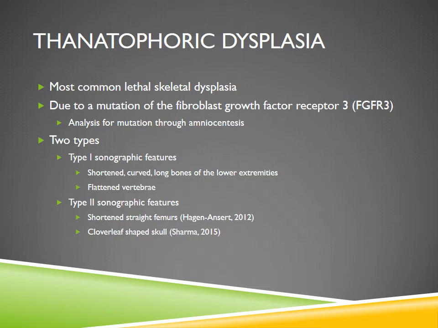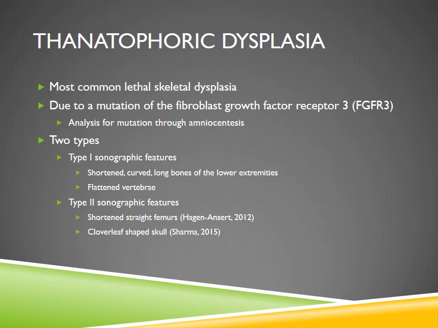The last ultrasound detectable skeletal dysplasia that we will talk about is thanatophoric dysplasia. This lethal short-limbed skeletal dysplasia is the most common of the lethal skeletal dysplasias in that it affects 1 in 4,000 to 10,000 births. There are two different subgroups of thanatophoric dysplasia labeled types 1 and 2. Both subgroups are considered lethal, and most infants will perish shortly after birth due to pulmonary hypoplasia.